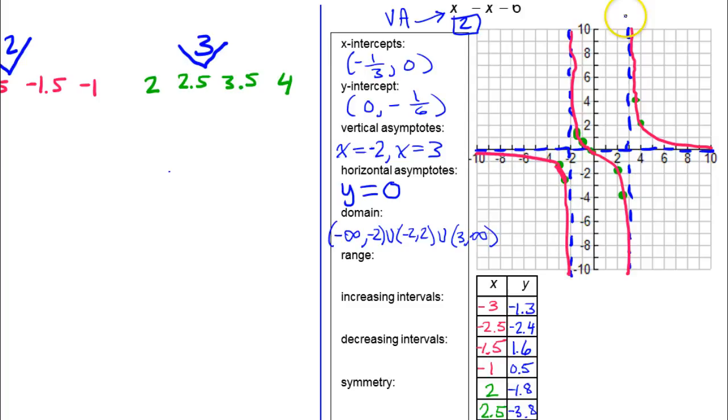All right, nothing is crossing the vertical asymptote. But because we have this one piece that crosses over the horizontal asymptote, we don't actually have separate pieces. It's unbroken from top to bottom. So the range is negative infinity to positive infinity. It goes down and up forever, unbroken.